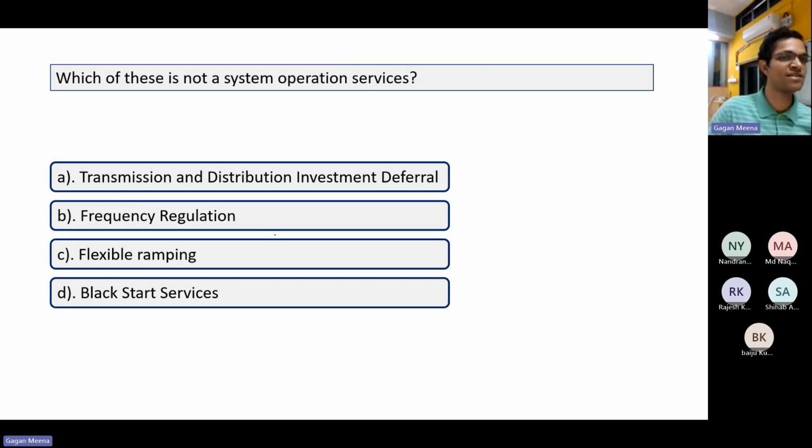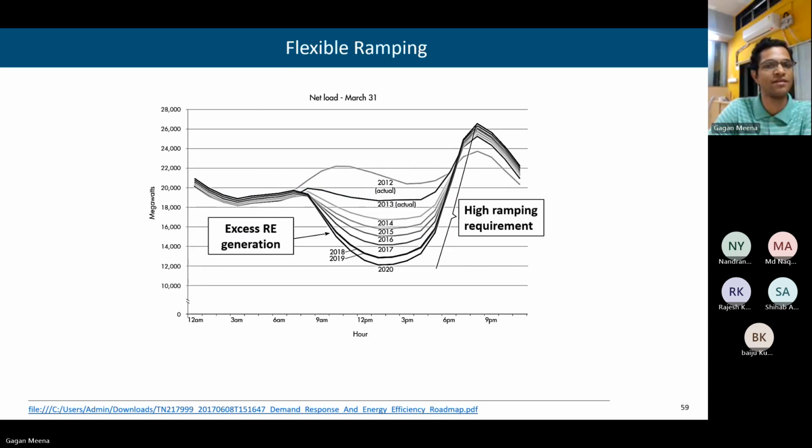Which of these is not a system operation service? This also we have already discussed while discussing the application of energy storage. So which one is not a system operation service? It is A, right? It is a planning problem. Investment is a planning problem.